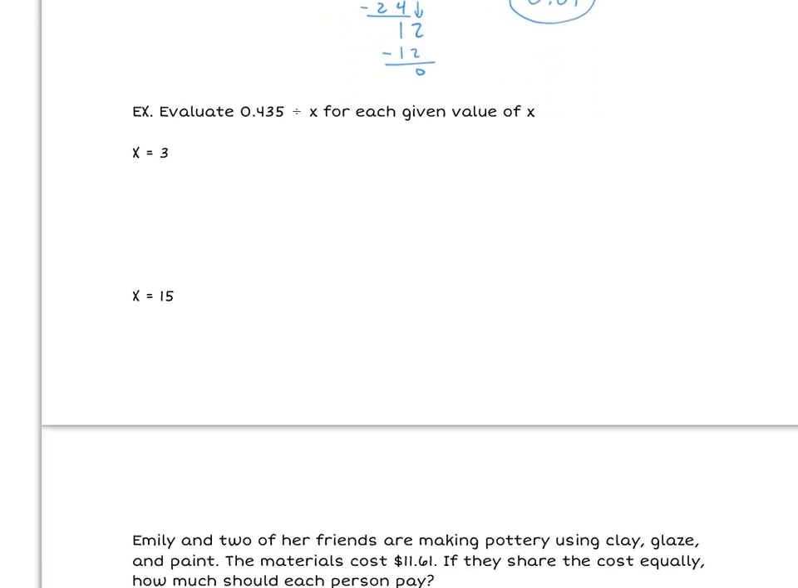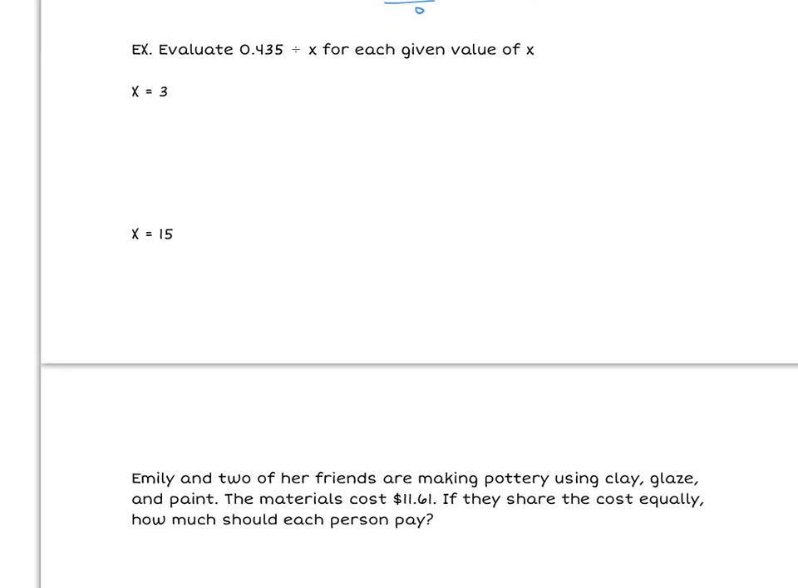You will have some in here that say evaluate something. So evaluate 0.435 divided by x for each given value of x. If x is 3, we could rewrite that as 0.435 divided by 3. Everybody see how I got that? x is going to be 3, and here's an x right here, so I'm just replacing x with 3, substituting. Now we write it as a long division problem: 0.435 divided by 3.